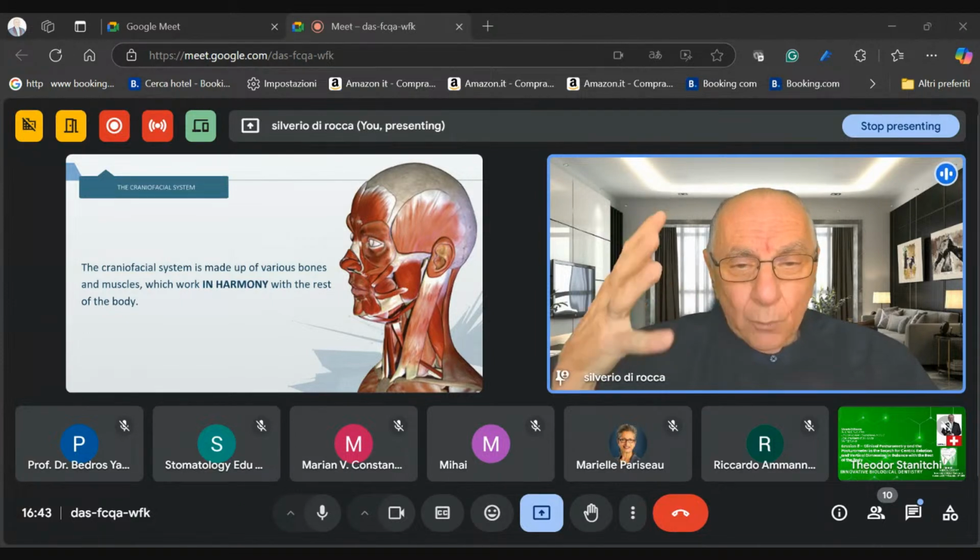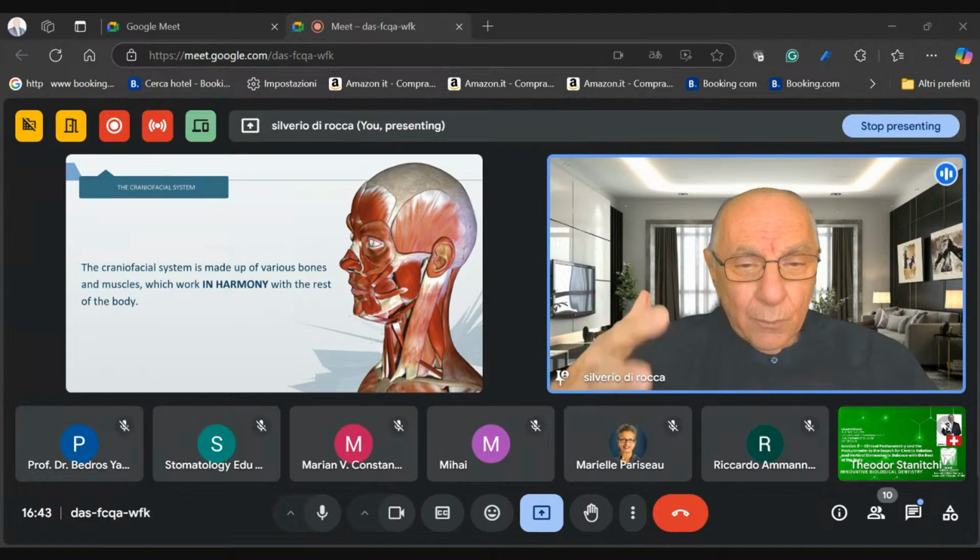And when we have a harmony, good health for the patient. But what means that? We mean a good jaw posture with the rest of the body.